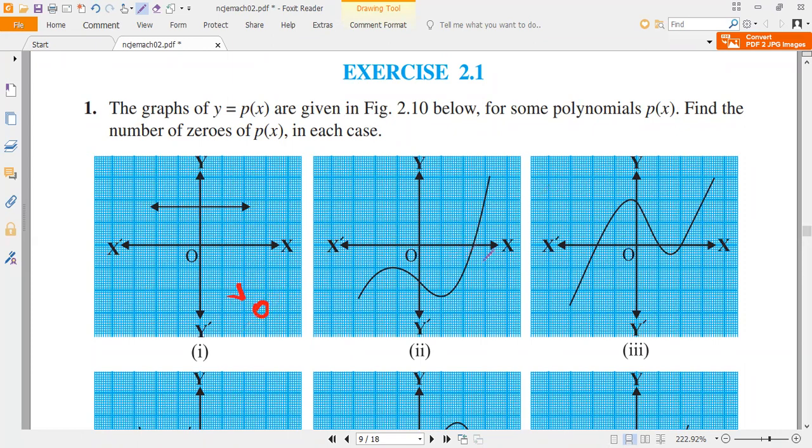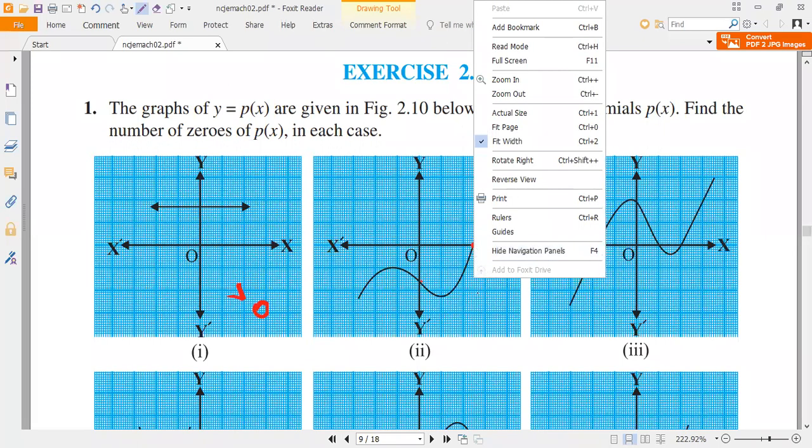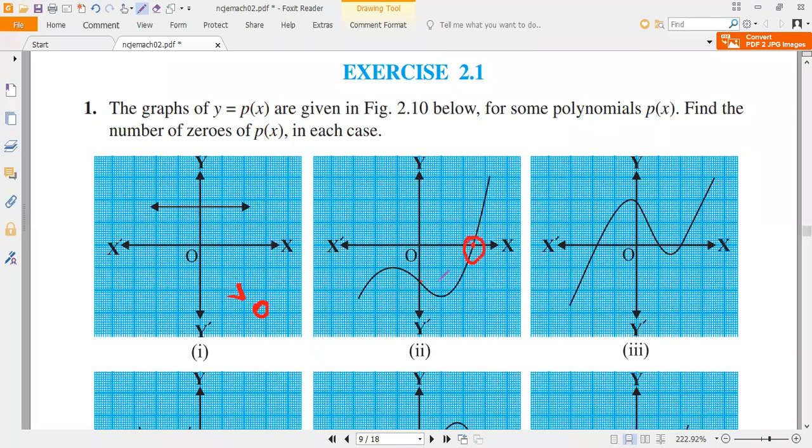One zero. Only 1 zero. Next question, 2 zeros? 3 zeros. The third one has 3 zeros. Understood? Any doubt? Ask me.